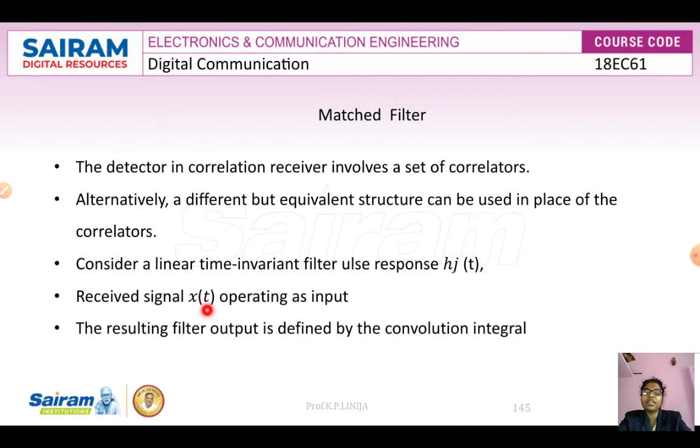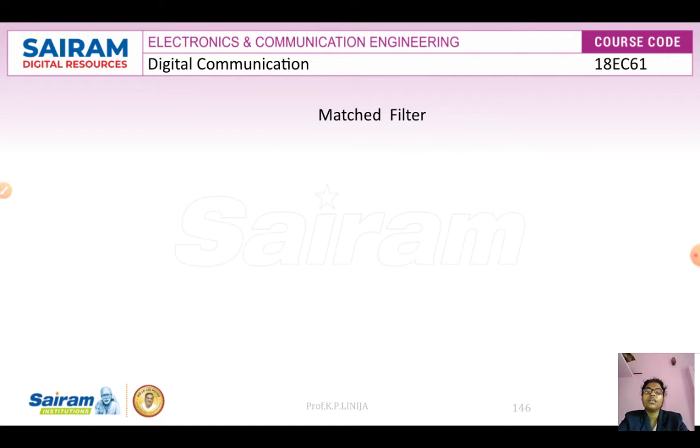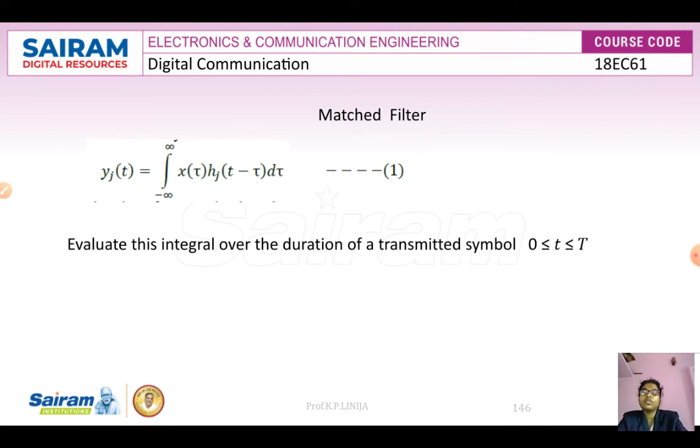The resulting filter output is defined by the convolution integral. Let us consider this function: yj of t is equal to the integral from minus infinity to infinity of x of tau into hj of t minus tau d tau. We mark this as equation number 1. Now we are going to evaluate this integral over the duration of a transmitted symbol, that is, 0 less than or equal to t less than or equal to capital T.